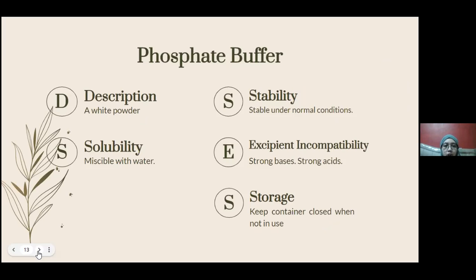For phosphate buffer, it is a white powder, miscible with water, stable under normal conditions, compatible with strong bases and strong acids, stored in a closed container when not in use.